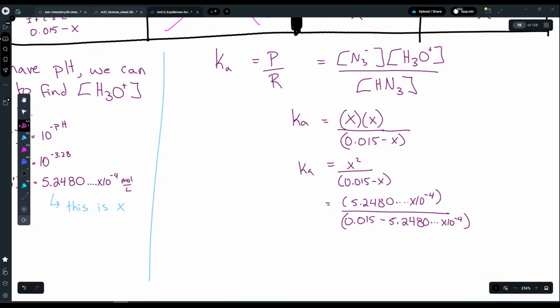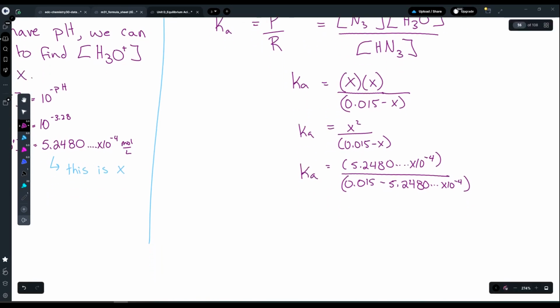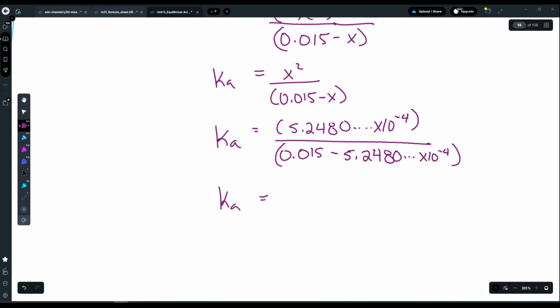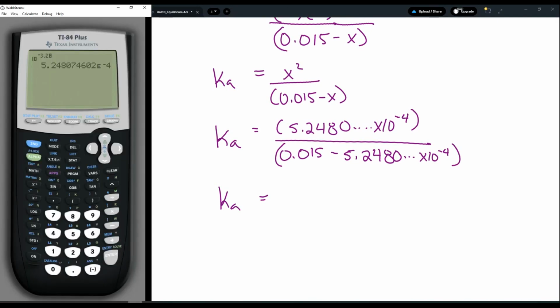So just remember that I am using the raw unrounded answer when I am calculating my equilibrium constant for this weak acid. So how I'm going to put this into my calculator here is I'm going to go bracket, second function answer, close the bracket, divide by 0.015 minus second function answer.